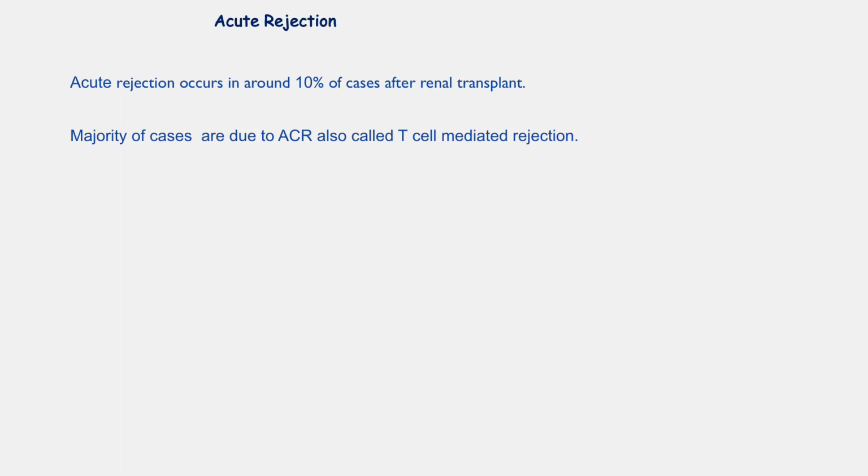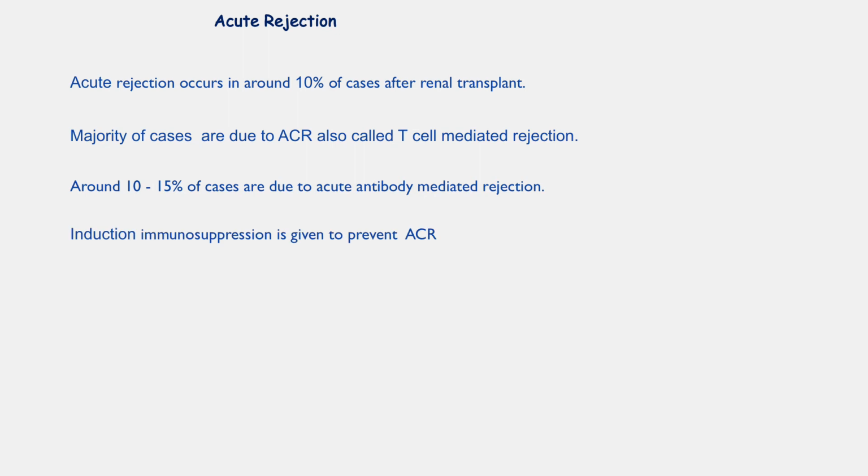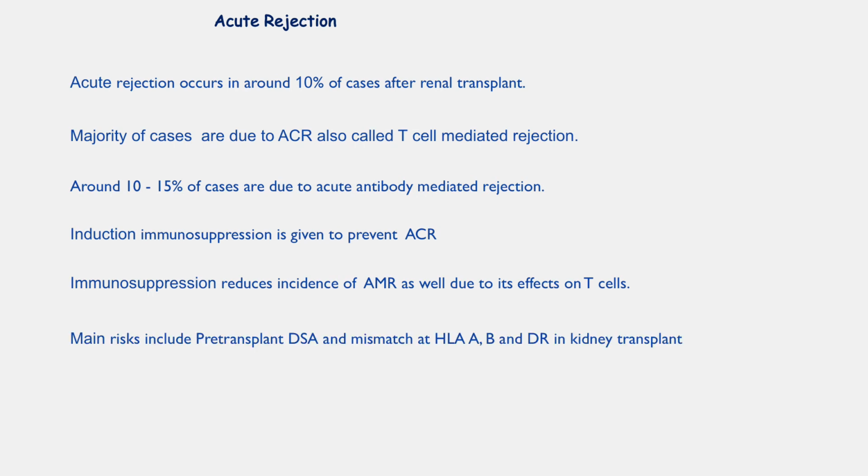Acute rejection commonly occurs during the early few months after transplant. The majority of cases of acute rejection are due to acute cellular rejection, also called T cell mediated rejection. Around 10 to 15% of cases of acute rejection are due to acute antibody mediated rejection. We give induction immunosuppression to prevent acute rejection. This induction immunosuppression also reduces the incidence of acute antibody mediated rejection due to its effects on T cells. In the past, acute rejection was very common, but nowadays its incidence has reduced significantly due to improvements in immunosuppression.